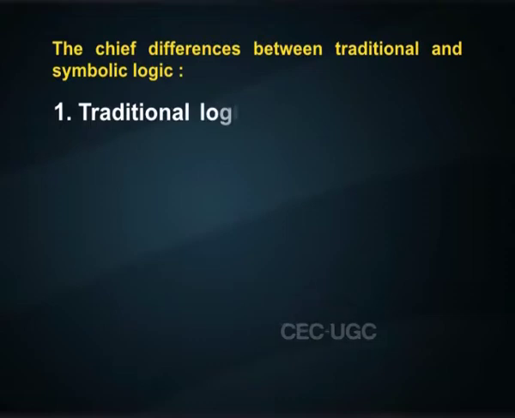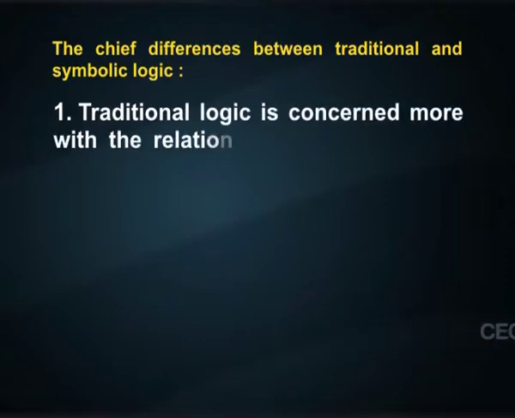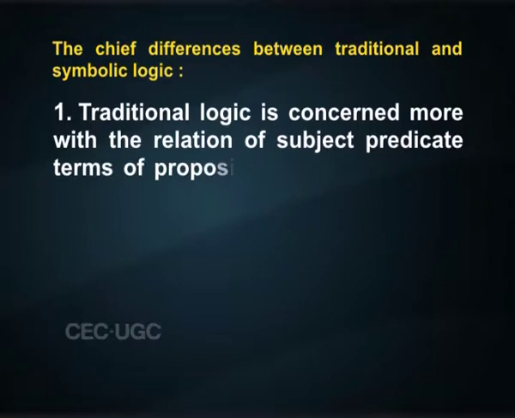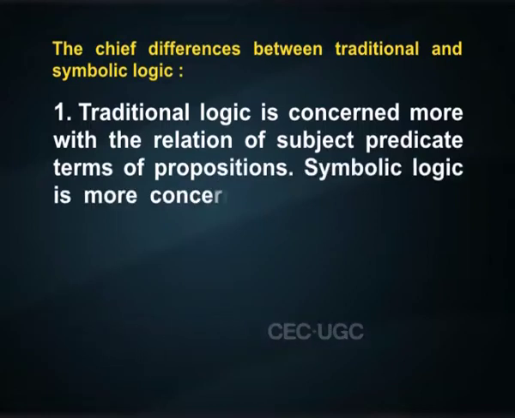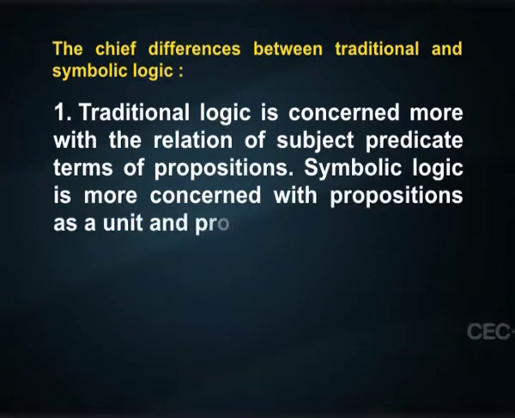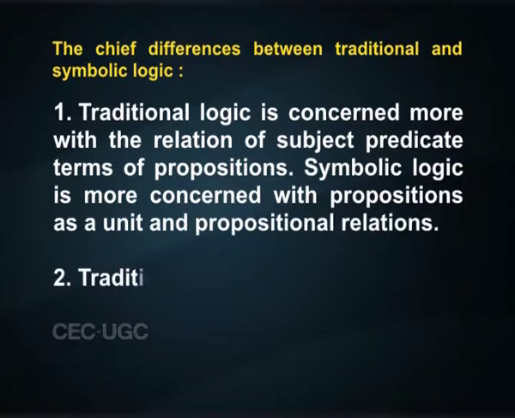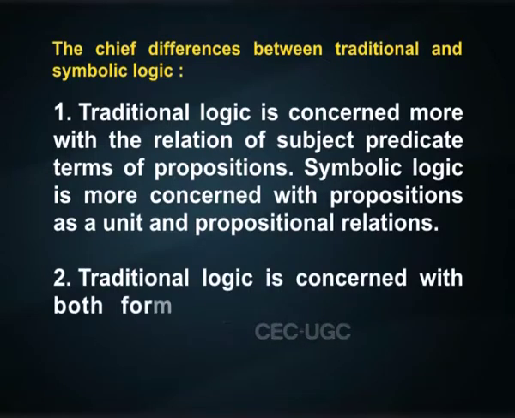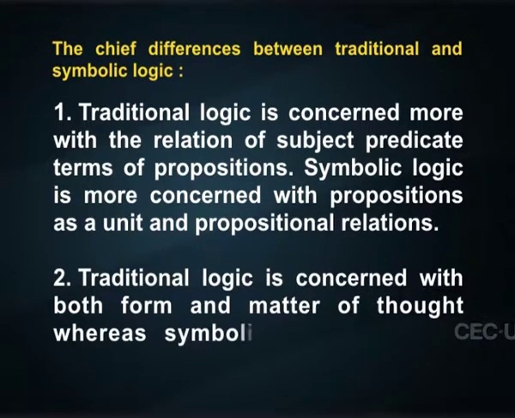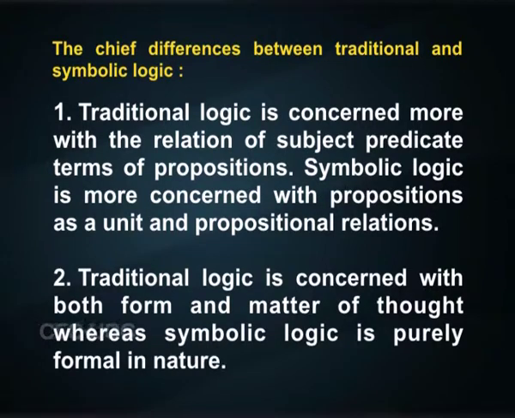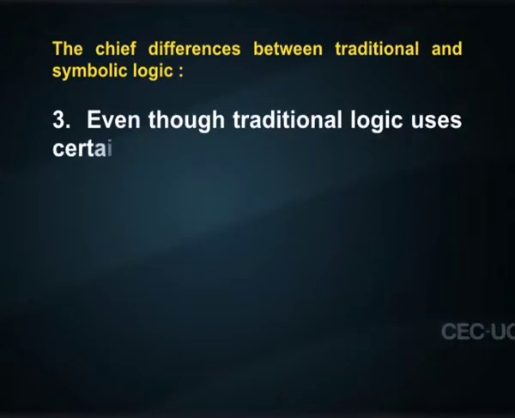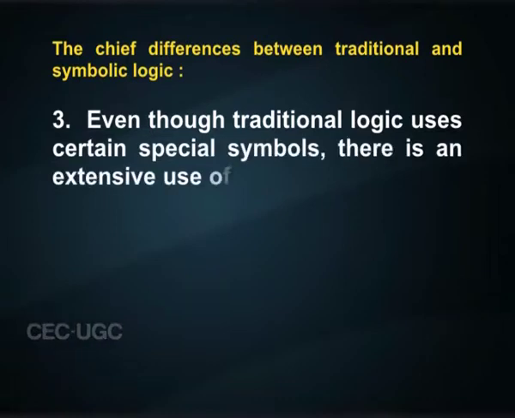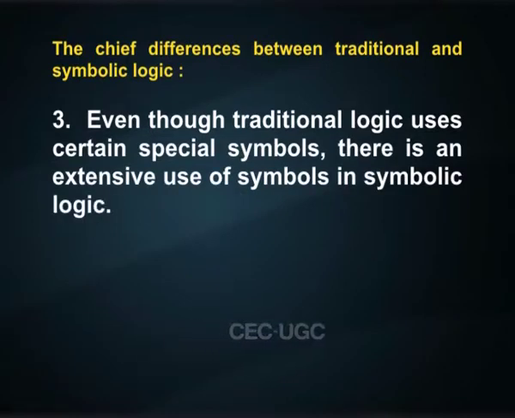Thus, the chief differences between traditional and symbolic logic are: traditional logic is concerned more with the relation of subject-predicate terms of propositions. Symbolic logic is more concerned with propositions as a unit and propositional relations. Traditional logic is concerned with both form and matter of thought, whereas symbolic logic is purely formal in nature. Even though traditional logic uses certain special symbols, there is an extensive use of symbols in symbolic logic.